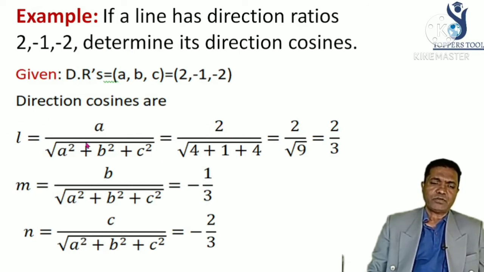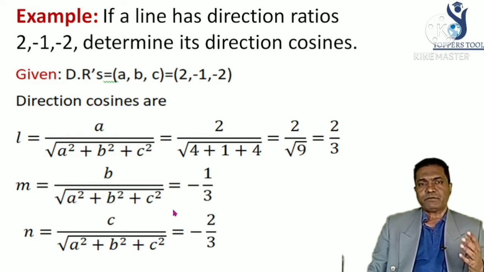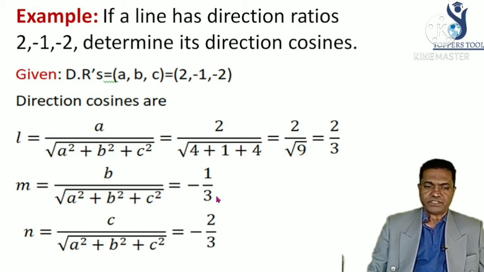So l is equal to a divided by the square root of a square plus b square plus c square. Substitute the values of a, b, c and simplify. Similarly, m is b divided by the square root of a square plus b square plus c square. Substitute the value of b as minus 1, divided by the value of this root already found, that is 3. Similarly, n is c divided by this, so c is minus 2.